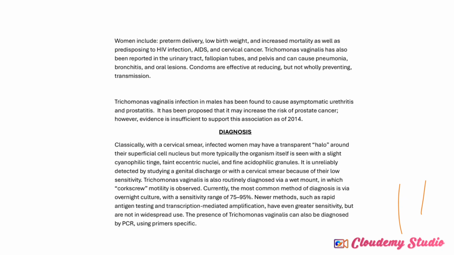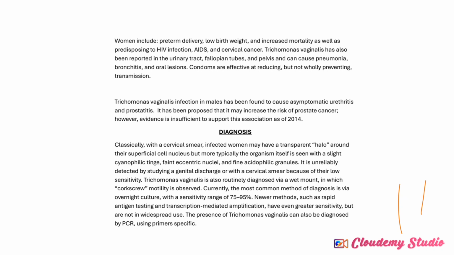You understand? Trichomonas vaginalis has also been reported in the urinary tract, the fallopian tubes, and the pelvis, and can cause pneumonia, bronchitis, and oral lesions. Condoms are effective at reducing but not fully preventing the transmission.